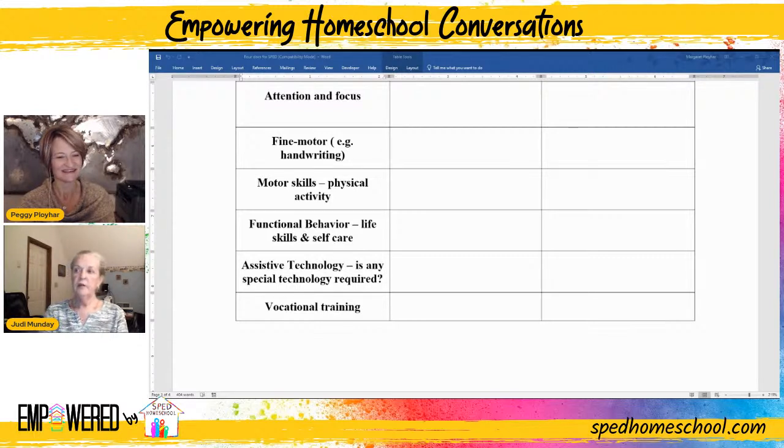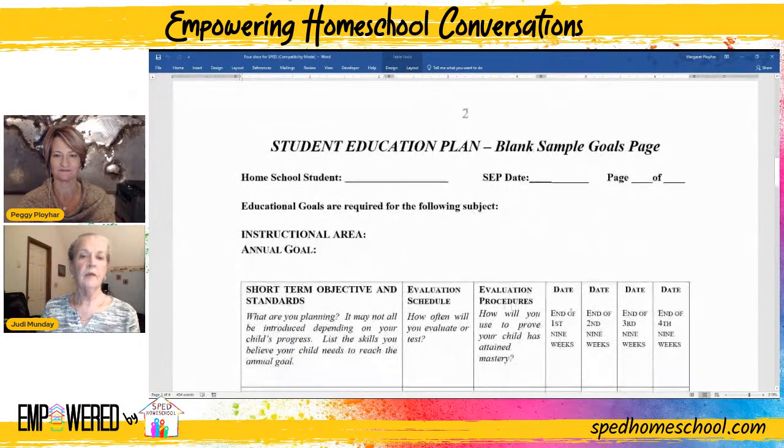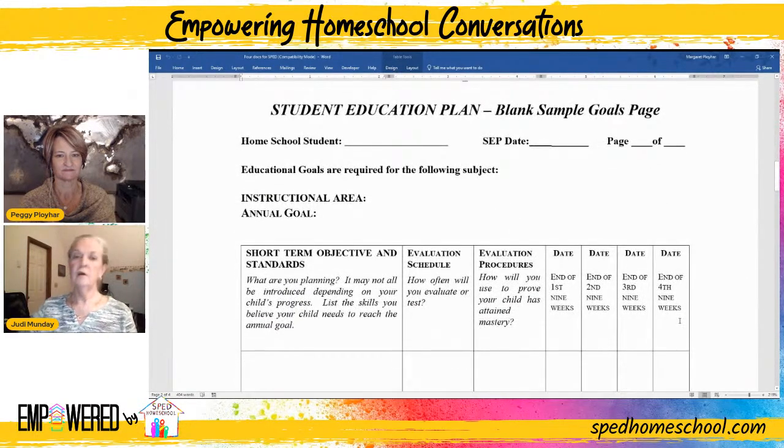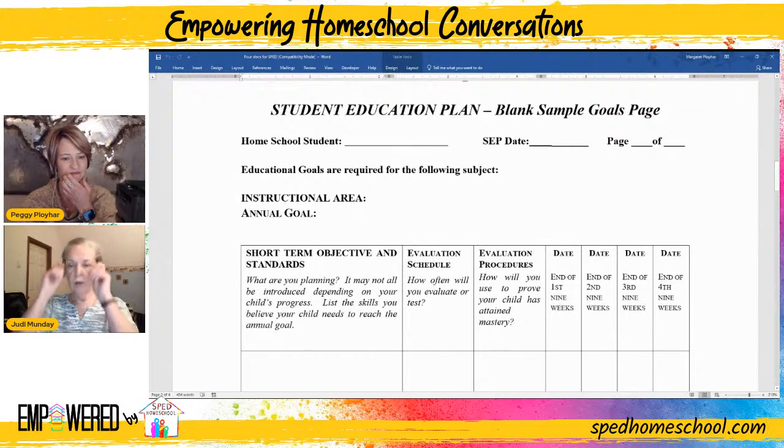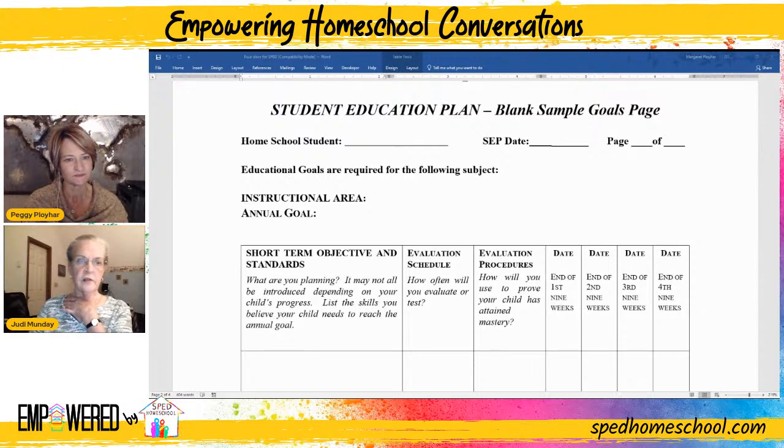Now I want to show on the next document really briefly. That's number 2, if you can get that up. This is a copy which is on my website and it's printable. It's basically a sample goals page, and you can see at the top, of course, you have the name of the student and the goal. In this area, the instructional area, it could be a skills area.